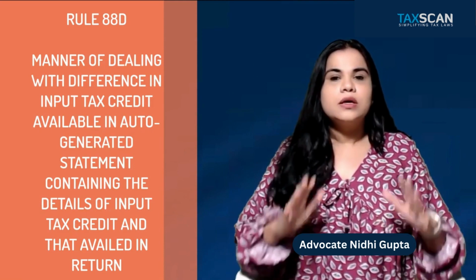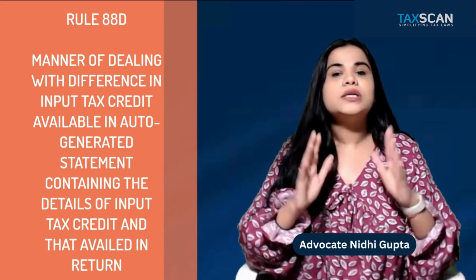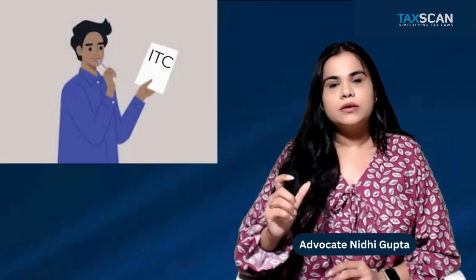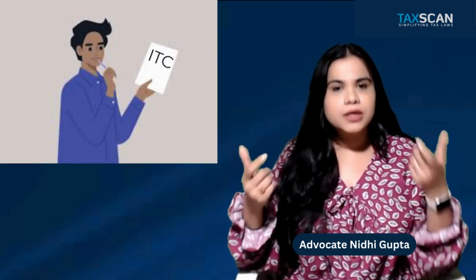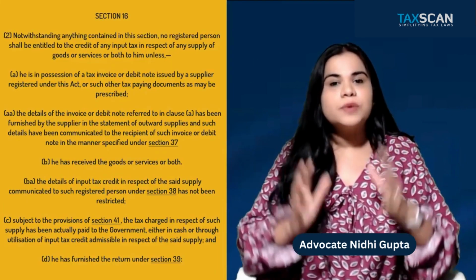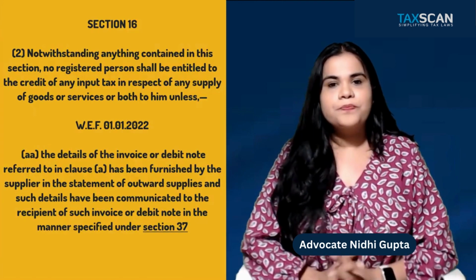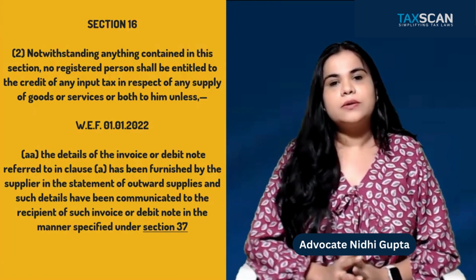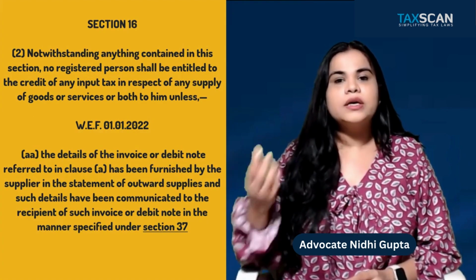Before starting, Rule 88D, because it is inserted in the CGST rule, it is going to be prospective in nature. Now, we all are aware that before any recipient avails input tax credit, he has to satisfy certain conditions. Those conditions are specified in subsection 2 of section 16. With effect from 1st January 2022, one such condition is that the ITC he is availing must be getting reflected in his GSTR 2B.